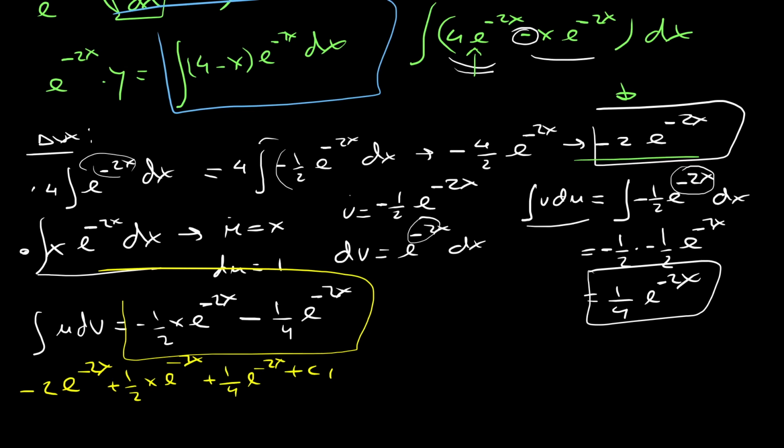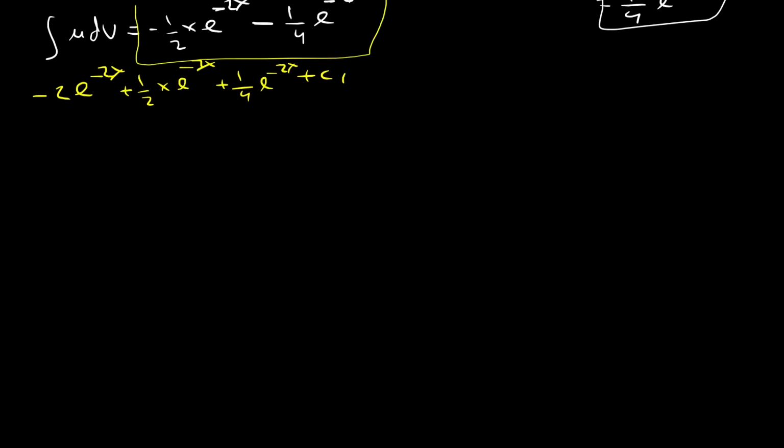So this is our expression. So what we did so far, we found this whole guy, the part that we have in yellow. Going back to the beginning, we have y equal to the whole expression that we have just found: minus 2 e to the minus 2x plus 1 divided by 2 x e to the minus 2x plus 1 divided by 4 e to the minus 2x plus c1.